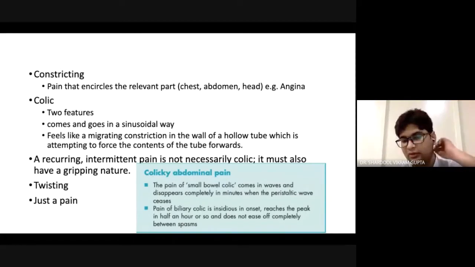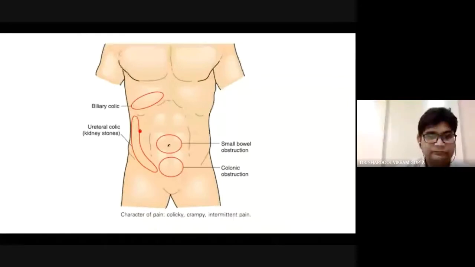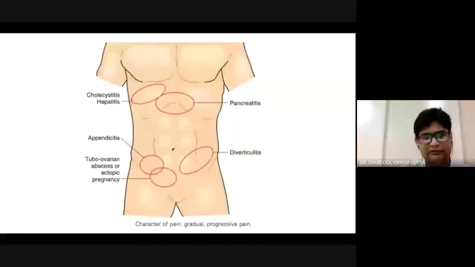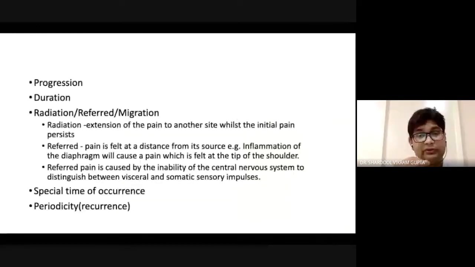Small bowel colic and ureteric colic will have a true colicky pain. Small bowel obstruction will have a colicky pain here. A ruptured aortic aneurysm will have a sudden severe, short-lived pain and the patient will go into shock. And these are the diagnoses which have a gradual progressive pain, like colitis and appendicitis. And then movement of pain, in terms of referral and migration.